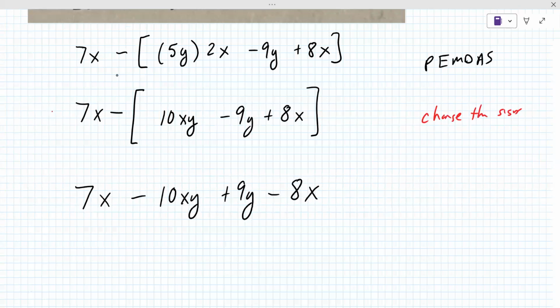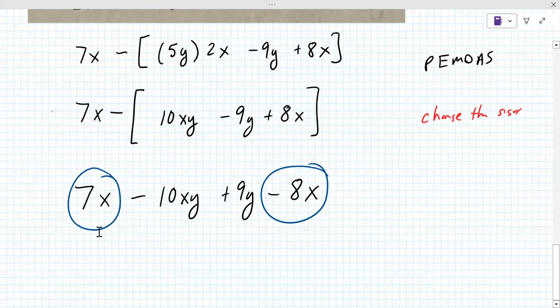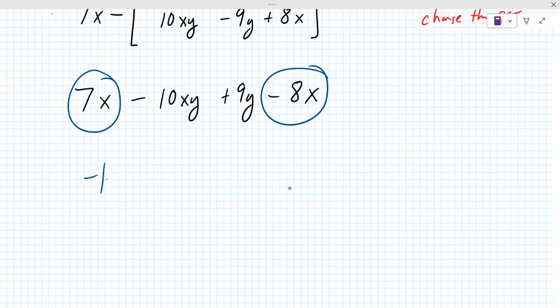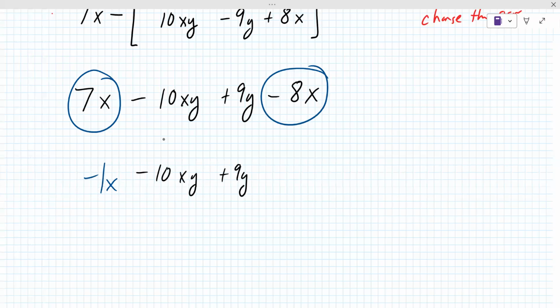Now, do you see any like terms? Any like terms at all here? The x's: 7x minus 8x. What does that become? It can't be 0 because they're not the same number, opposite. It's like you have $7, but you owe someone $8. Minus 1x, yeah, good. And then you just bring the others down, minus 10xy plus 9y.